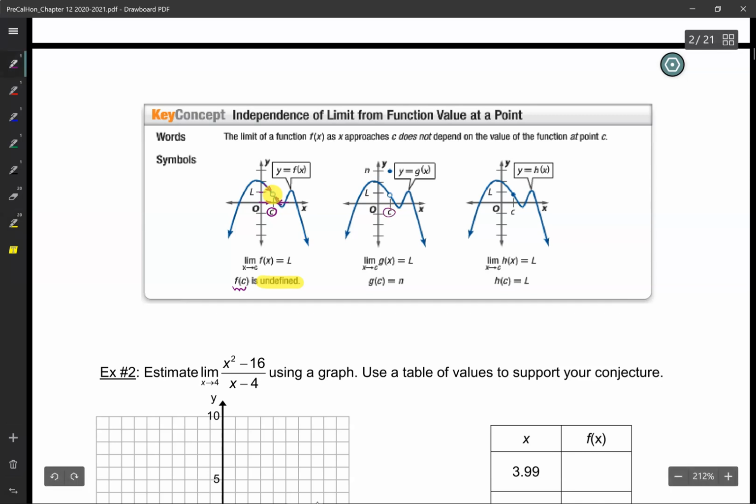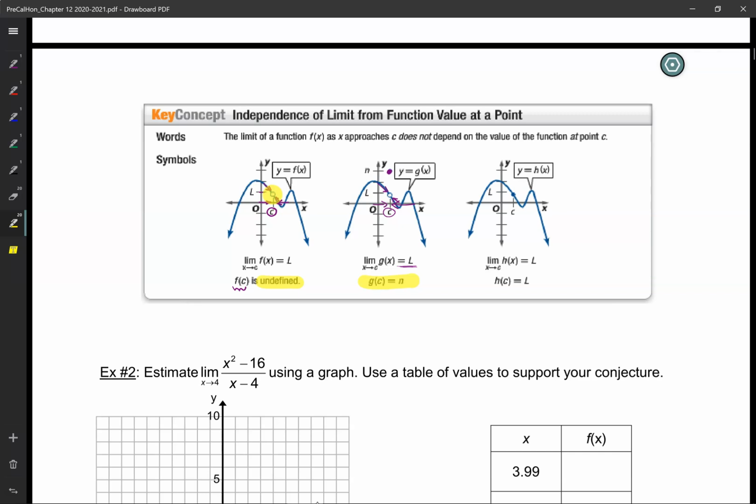as x approaches c from the left-hand side, the y value is approaching L. As x approaches c from the right-hand side, the y value is approaching L. So the limit is equal to L. But what is the actual value of the function itself? Well, there's a hole right here, but there's a point here at n. So the actual value is n. Okay?